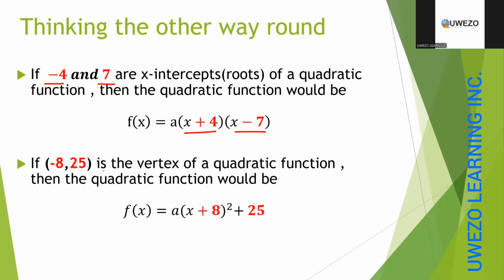Similarly, if the vertex of a quadratic function is given, to get the corresponding quadratic function, we can use the vertex form of the parabola, which is f of x equals a times (x minus h) whole square plus k. So for (negative 8, 25) as the vertex, the corresponding quadratic function would be a times (x plus 8) whole square plus 25.